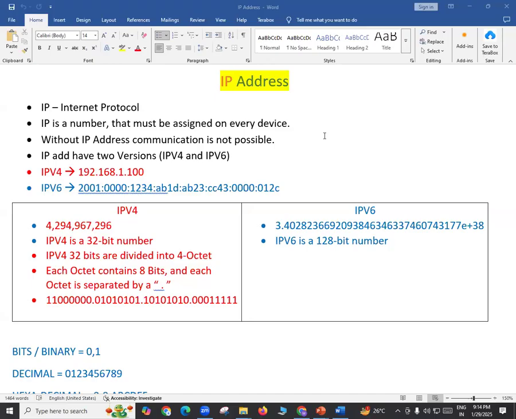Now in CCNA, our major focus is on IP version 4 only. It's not on IP version 6. It is majorly on IP version 4. So the 6 classes, 7 classes or 8 classes, whatever I said, this is only on IP version 4. Okay. Now the question here is, how many addresses are there in IP version 4 actually?